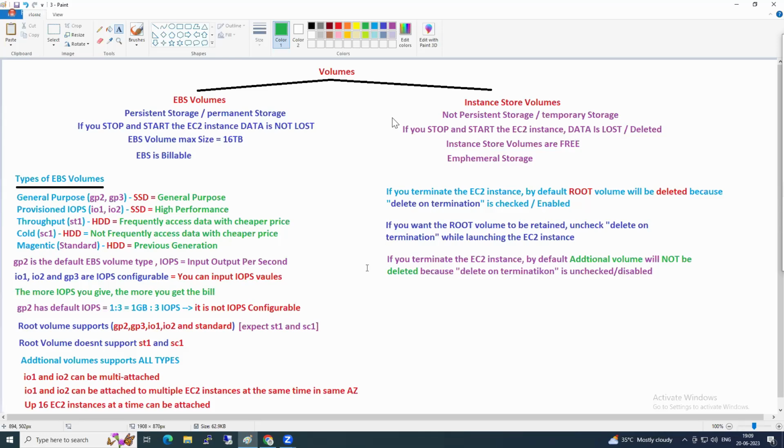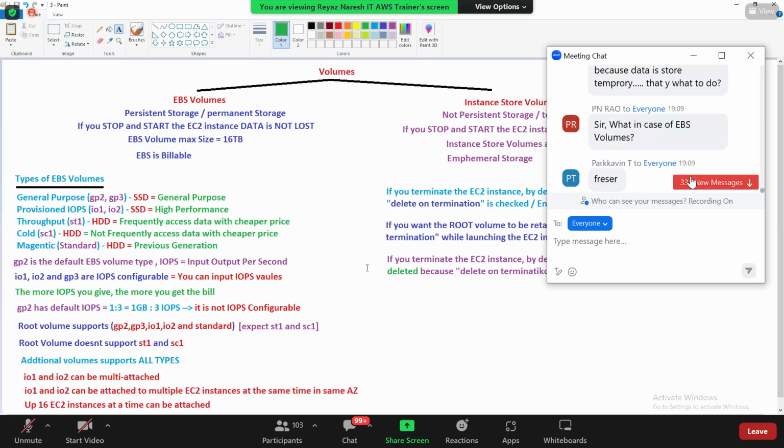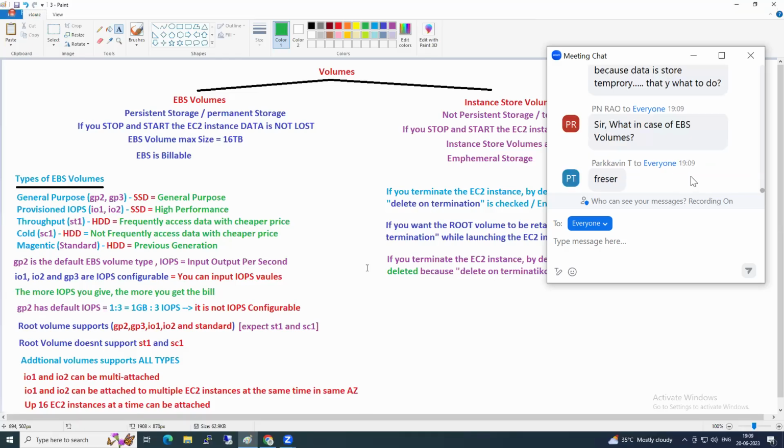Parkavin, are you fresher or experienced person? Just wanted to know. That's a reason. Okay. So experienced people might know this a little bit.